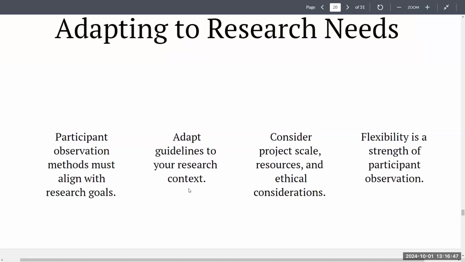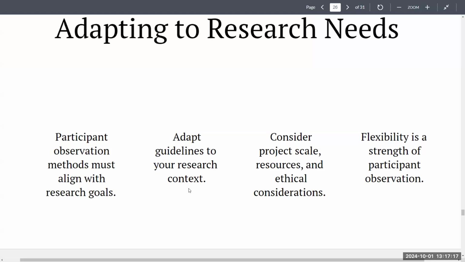Adapting to research needs: participant observation must align with the goal of the research that you're trying to do, because it's easy to get sidetracked. Yeah, we have those in the conversations all the time. So you have to reel it back. You have to make sure that you are always aligning it with your research goal. And so you can customize things, but always bring it back.